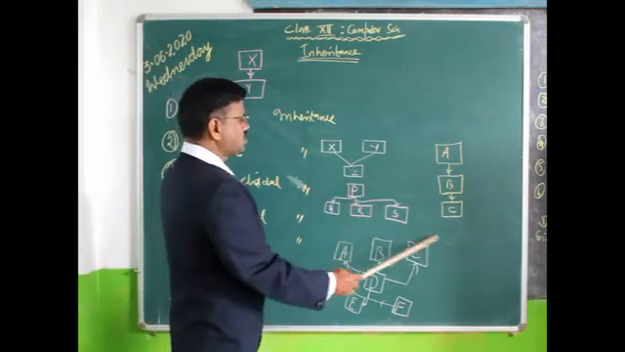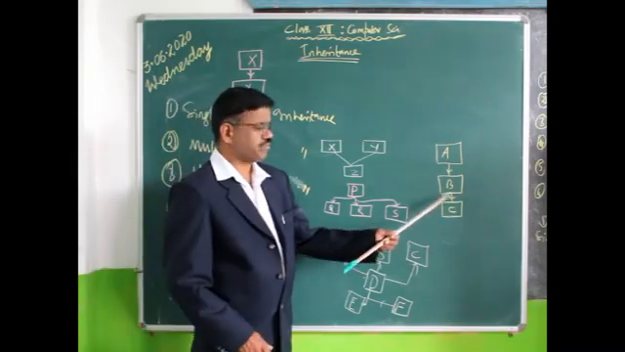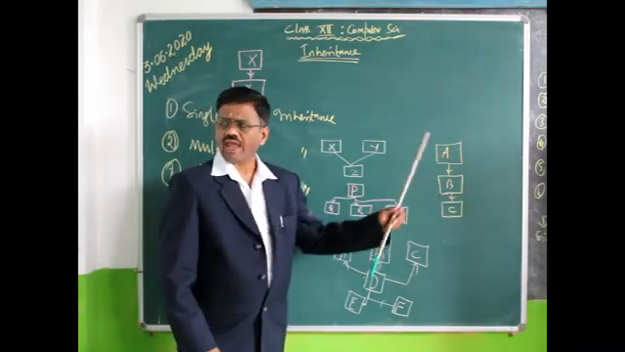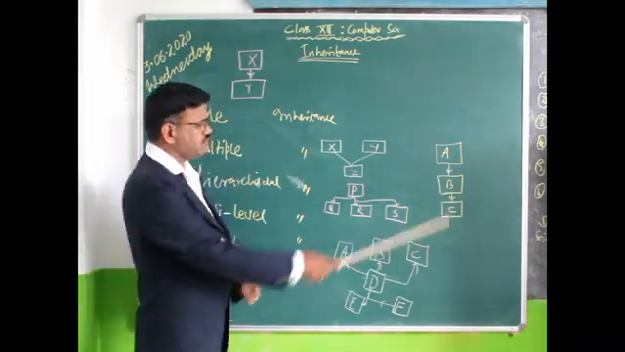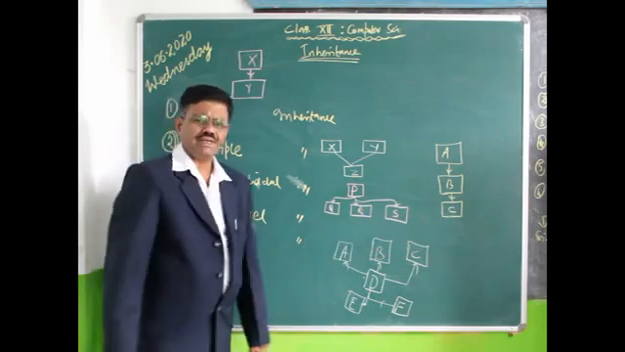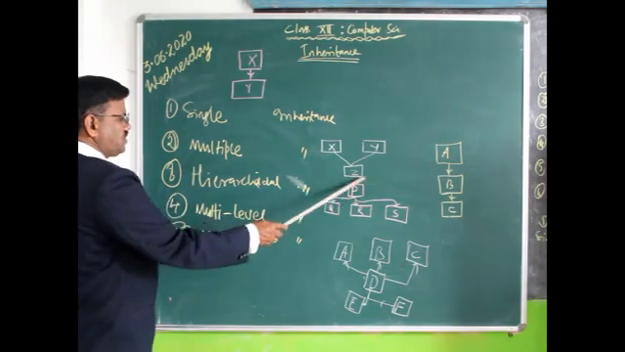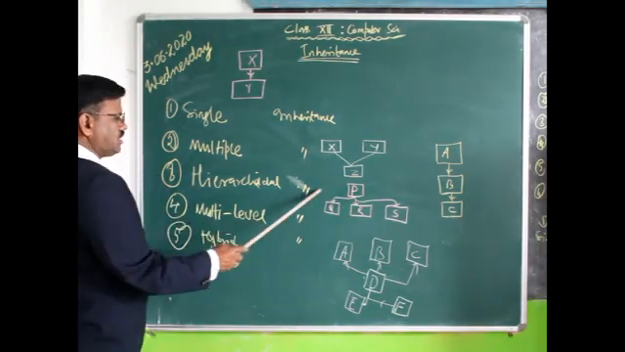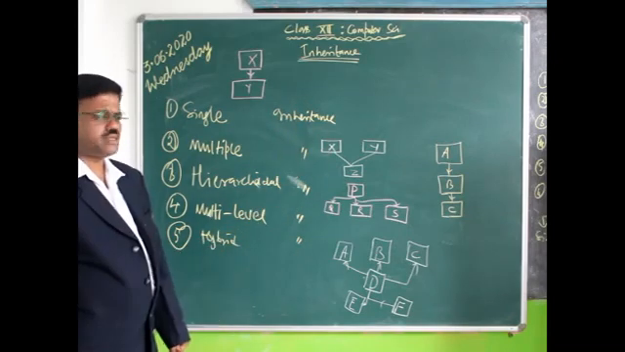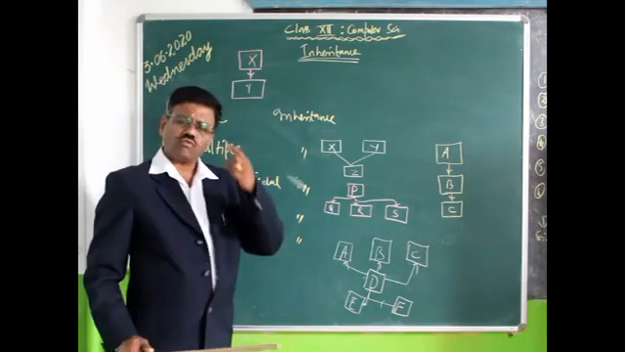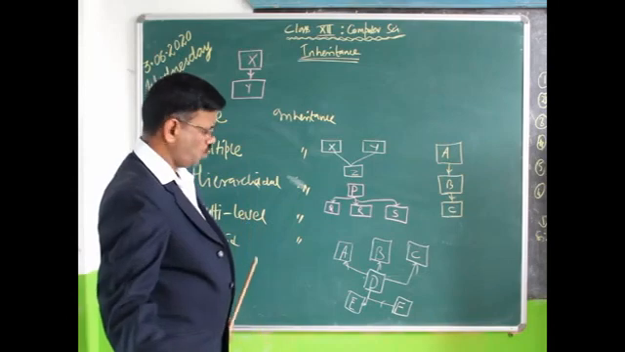What is this one called? This one is called multi-level. C receives from B, B in turn receives from A. This one is known as multi-level. This is the fourth example. This one is called hierarchical inheritance. Right? Hierarchical inheritance. Multiple inheritance means Z receives properties not from one, instead it is from both X and Y.